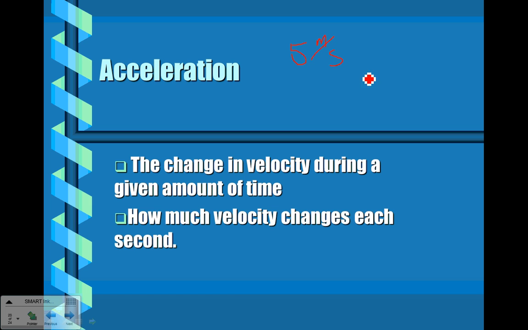So 5 meters per second, and I'm going to express it this way: 5 meters per second, per second. That means that for every second that goes by, you're changing your velocity by 5 meters per second. And you can express this in a different way, it is simply 5 meters per second squared. Those two values are the same thing, and it simply means that for every second that goes by, you are changing your velocity at a rate of 5 meters per second.